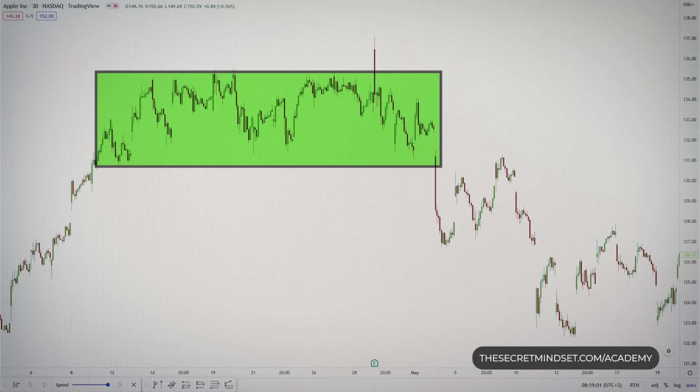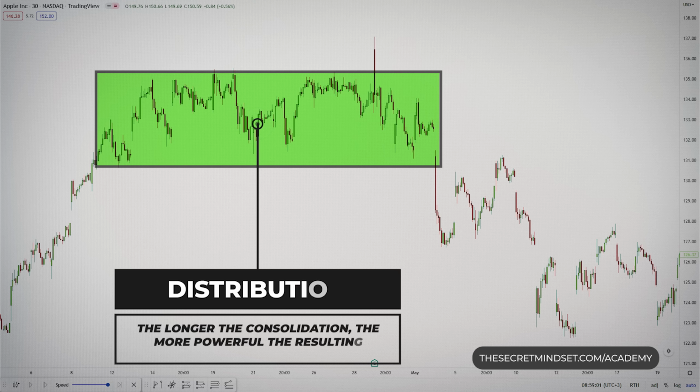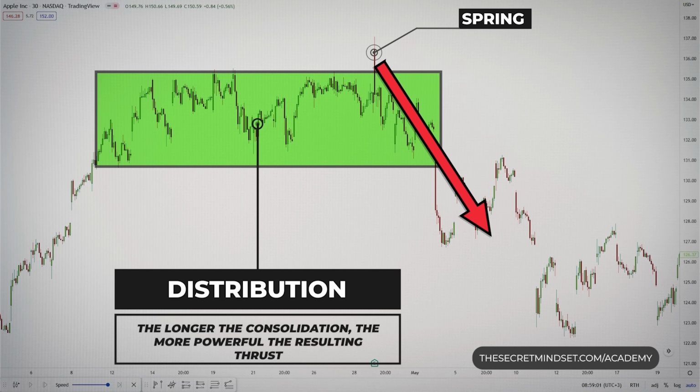The move out of the consolidation area tends to be very sharp and short. The first thing you need to see is a large sideways consolidation area. Generally, the longer the consolidation, the more powerful the resulting thrust. Once the consolidation is underway, you look for the spring pattern. The spring is simply a false breakout of the accumulation area where weaker hands expect a larger retracement or a breakout. The market breaks out of the consolidation only to return inside the range.